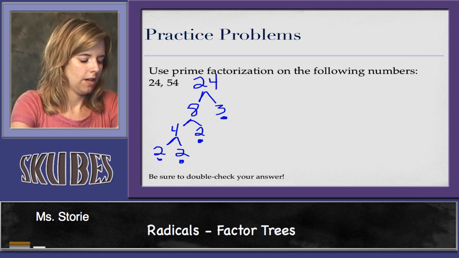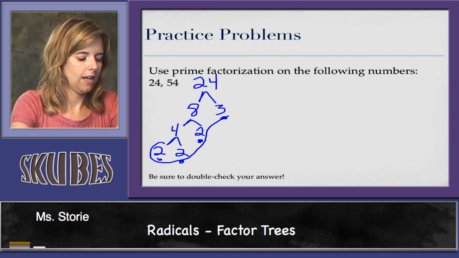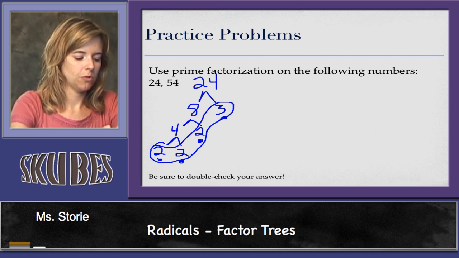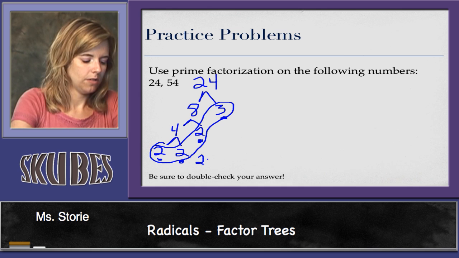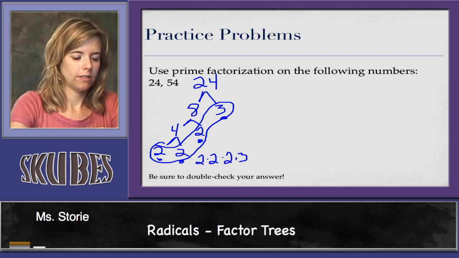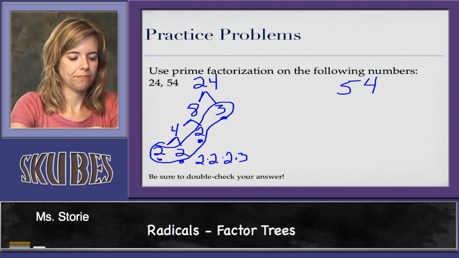Now let's double check. 2 times that 2 is 4. 4 times 2 is 8. And 8 times 3 is going to be 24. It matches. So those numbers right there, 2 times 2 times 2 times 3, that's the prime factorization for the number 24. Now let's look at 54.